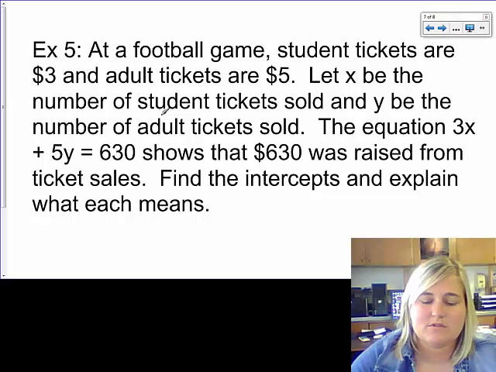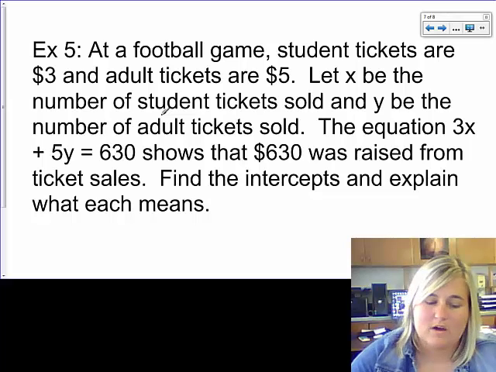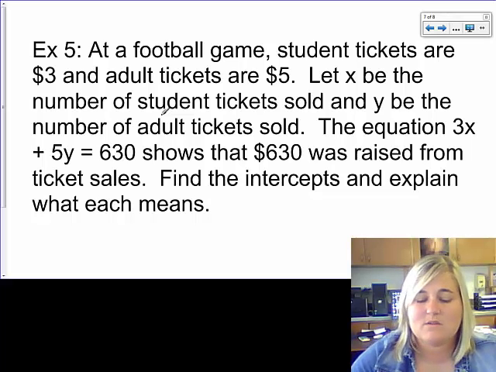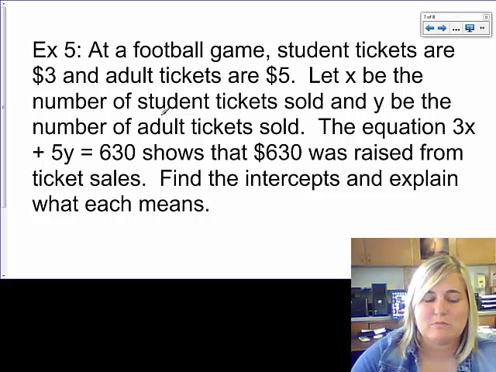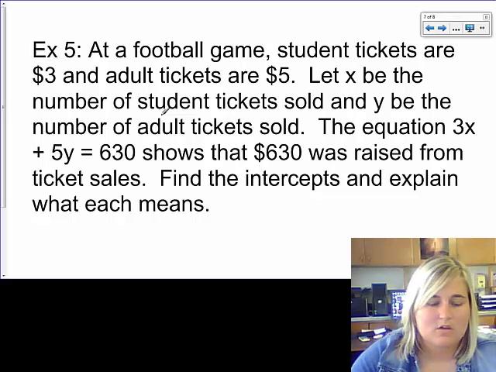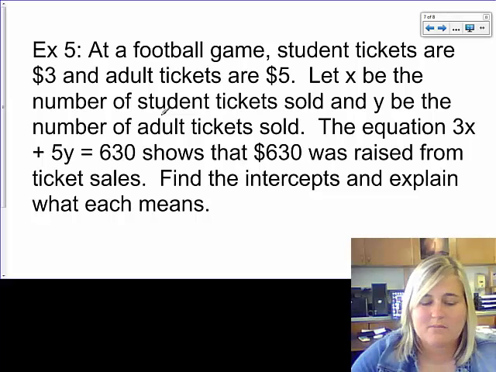Last example. At a football game, student tickets are $3 and adult tickets are $5. Let x be the number of student tickets sold and y be the number of adult tickets sold. The equation 3x plus 5y equals 630 shows that $630 was raised from ticket sales. Find the x and y intercepts and explain what each means.